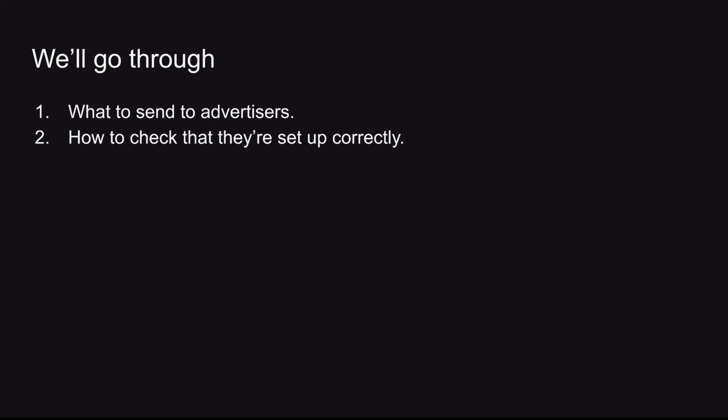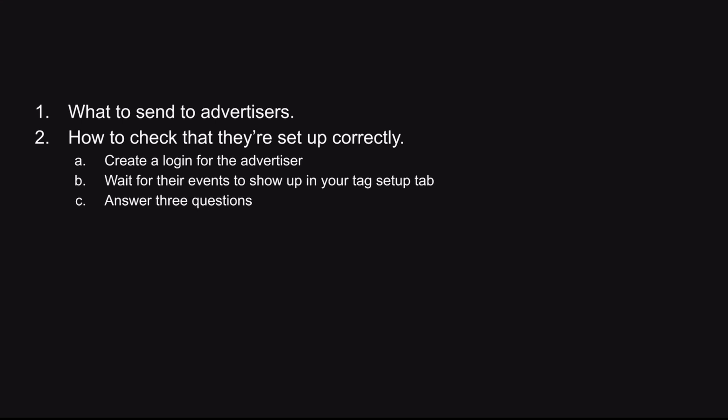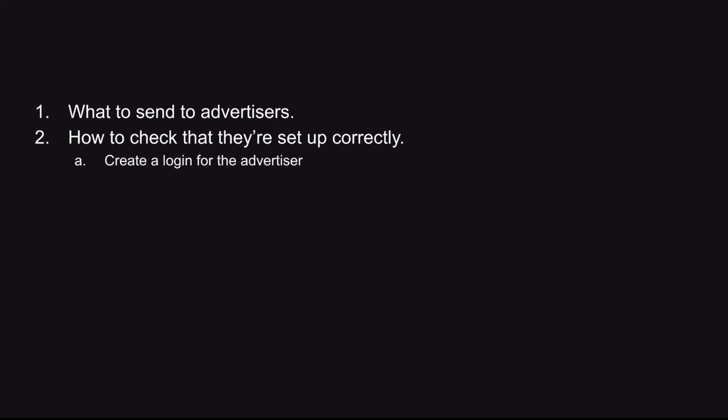Step 2, how to check that an advertiser is set up correctly. There are 3 steps that make it super easy. 1 is to create a login. 2 is to wait for those events to show up. And 3 is to answer 3 questions. Here's how to create a login.